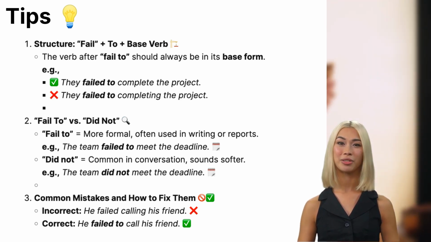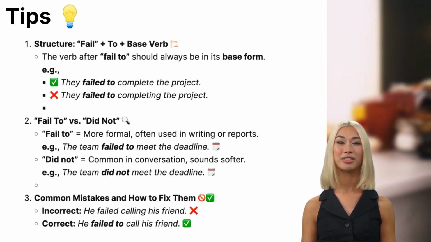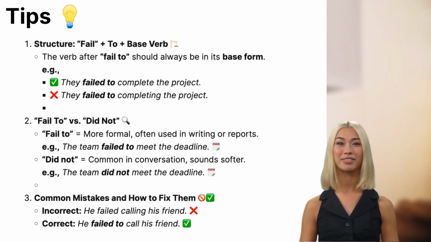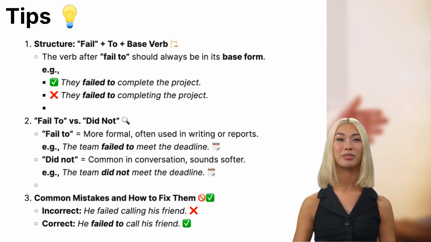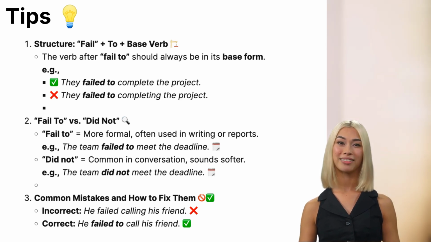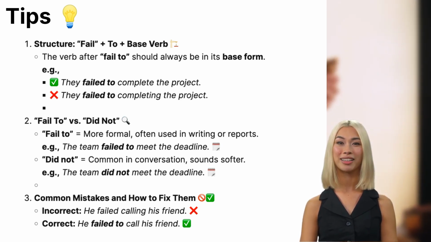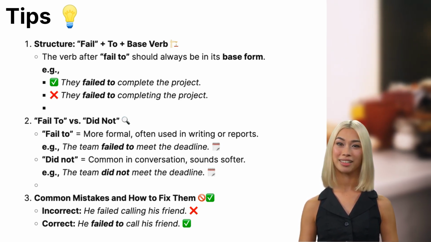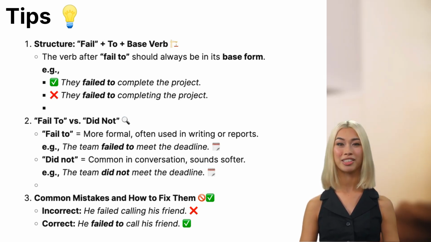2. "Fail to" versus "did not." This is a great one to remember when choosing your words, especially in writing or formal situations. "Fail to" is more formal and often used in reports, news articles, or serious discussions. Example: "The team failed to meet the deadline." On the other hand, "did not" is softer and more common in everyday conversations. Example: "The team did not meet the deadline." Both work, but the tone changes depending on which one you choose.